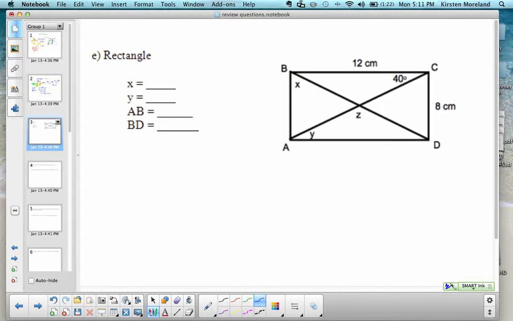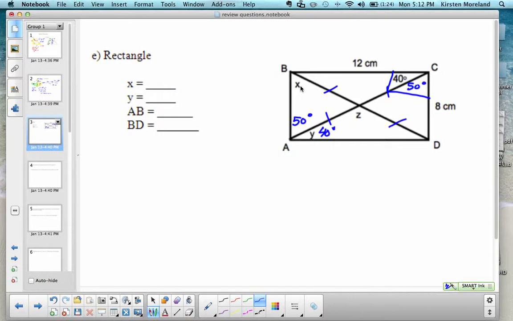Right, the last shape is a rectangle. And what we know about a rectangle is that the diagonals are congruent, so all the pieces are congruent. So the nice thing is we formed a bunch of isosceles triangles here. Y and 40 are alternate interior angles, so that has to be 40. This whole angle is 90, so 90 minus 40 leaves me with 50. And then this angle also has to be 50.